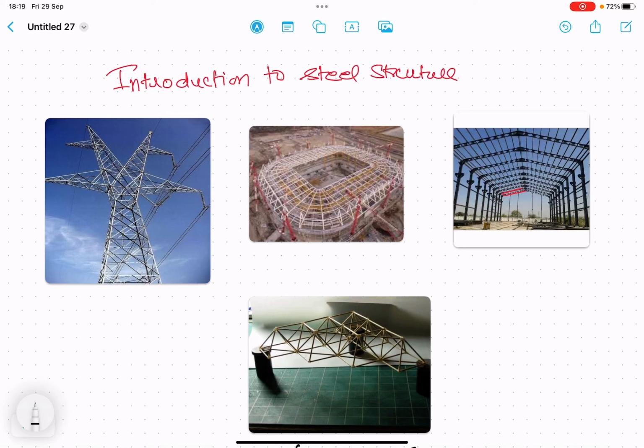Hello, friends. We are starting up a new series pertaining to steel structures. So, this is the first lesson where we will study the steel structure. This is basically about the introduction of steel structure.